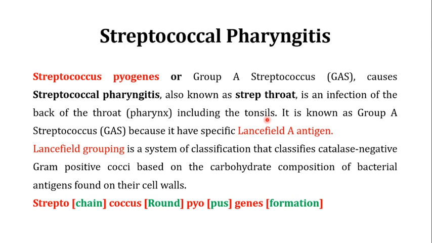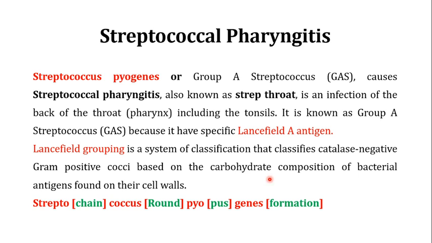Now this Streptococcus pyogenes is placed in group A Streptococcus, or it is called group A Streptococcus, because it has a specific Lancefield A antigen. Now this Lancefield A antigen is actually from a classification known as the Lancefield grouping. And this Lancefield grouping is a system of classification that classifies the catalase-negative and gram-positive cocci based on the carbohydrate composition of bacterial antigen found on their cell walls.